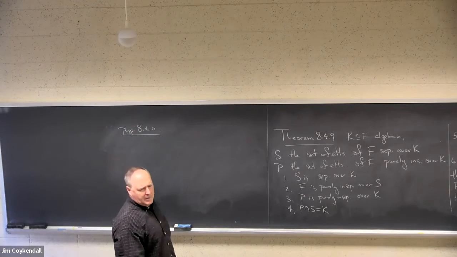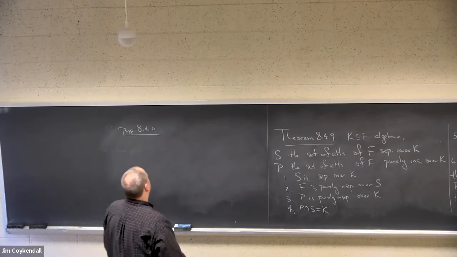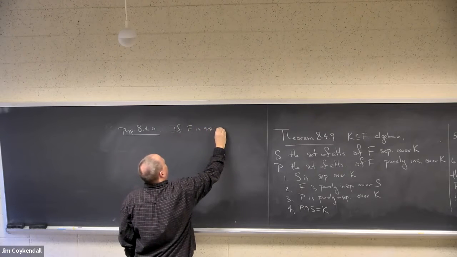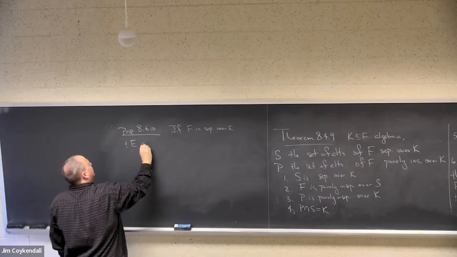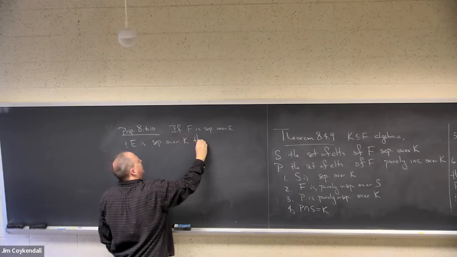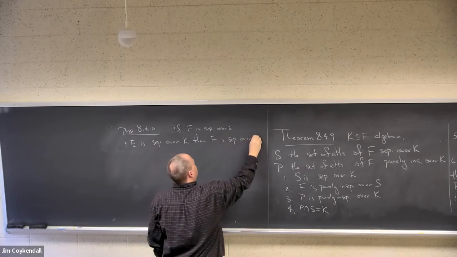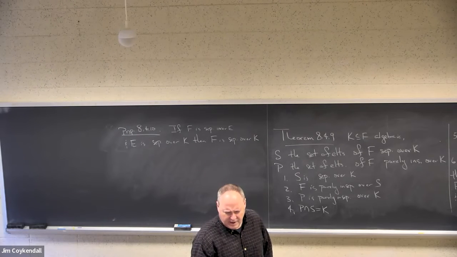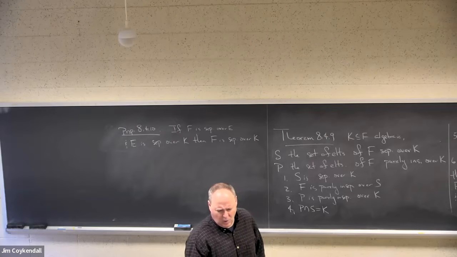So in this one, let me point out separability is transitive. That is, if F is separable over E and E is separable over K, then F is separable over K. And you can get that from the previous result. And here's another corollary.